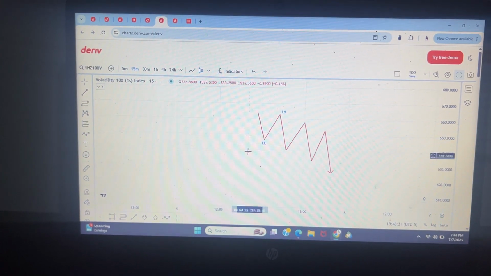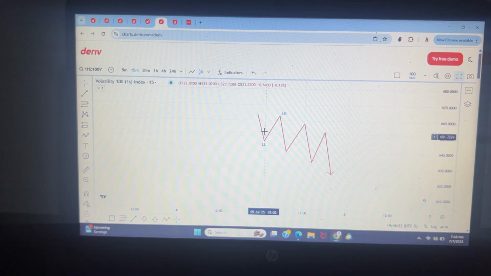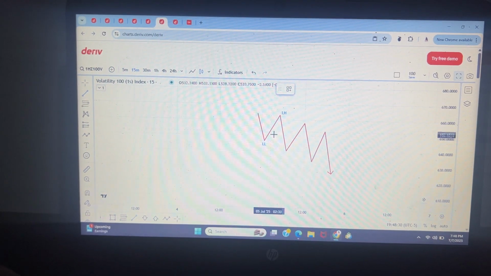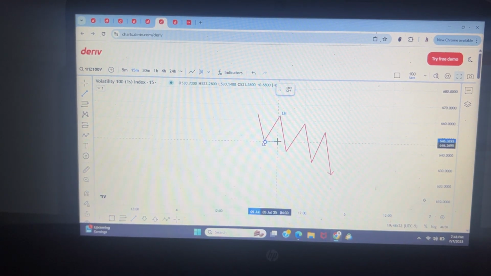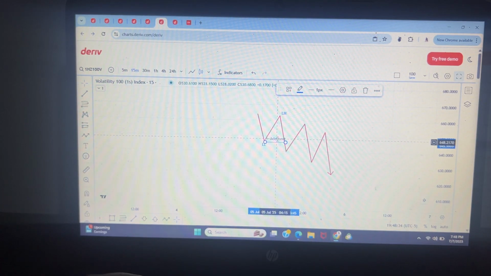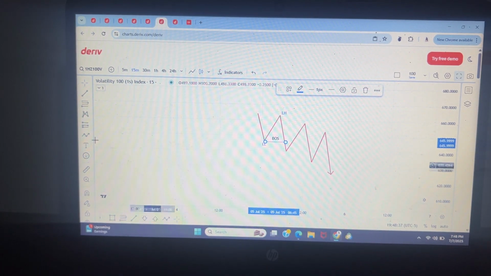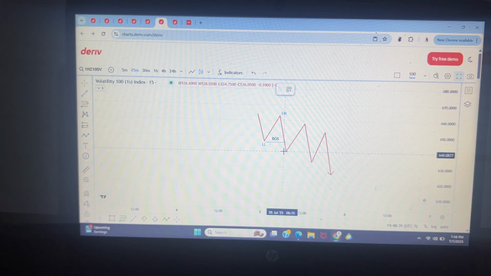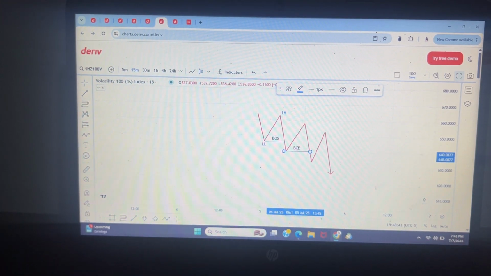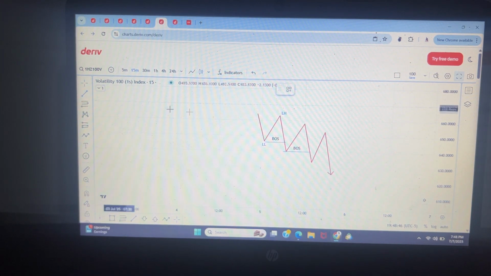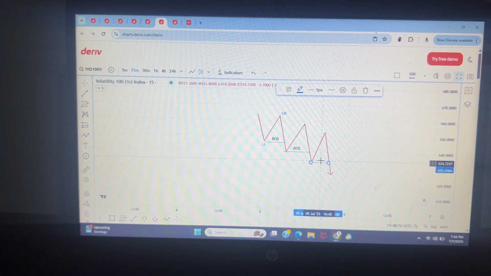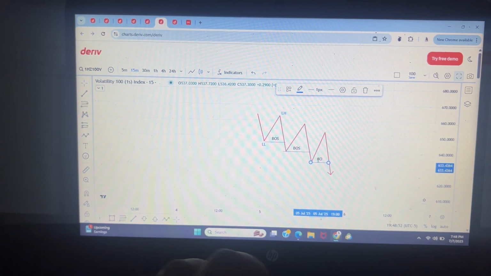So this is price action, market structure. Price in a downtrend is making lower lows, so price is breaking structure to the downside. You have a break of structure right there, the next break of structure right there, and a next break of structure right here. You see it.